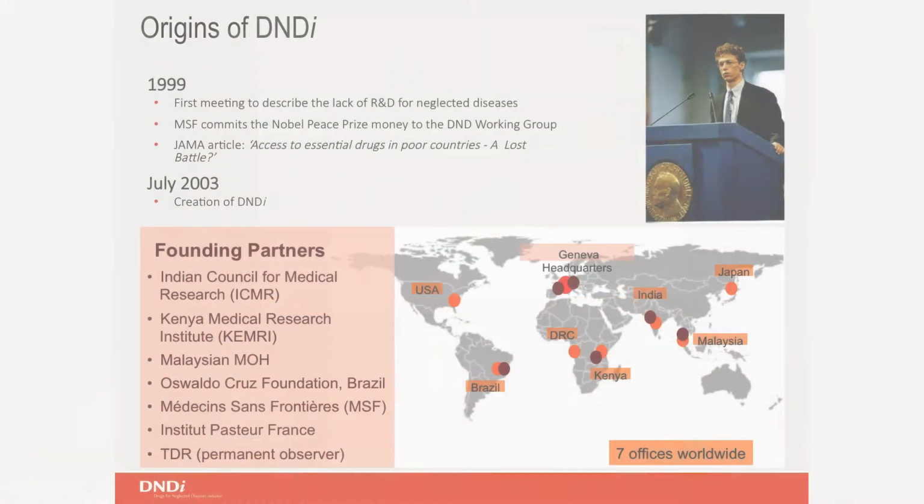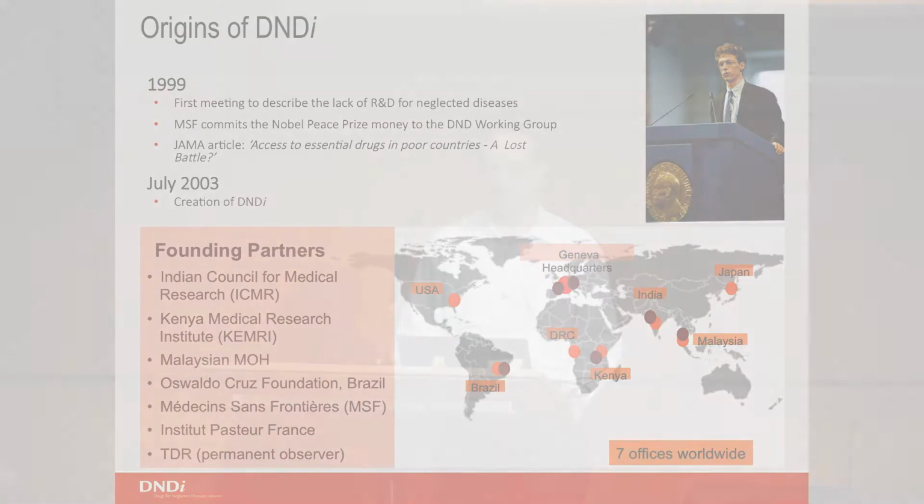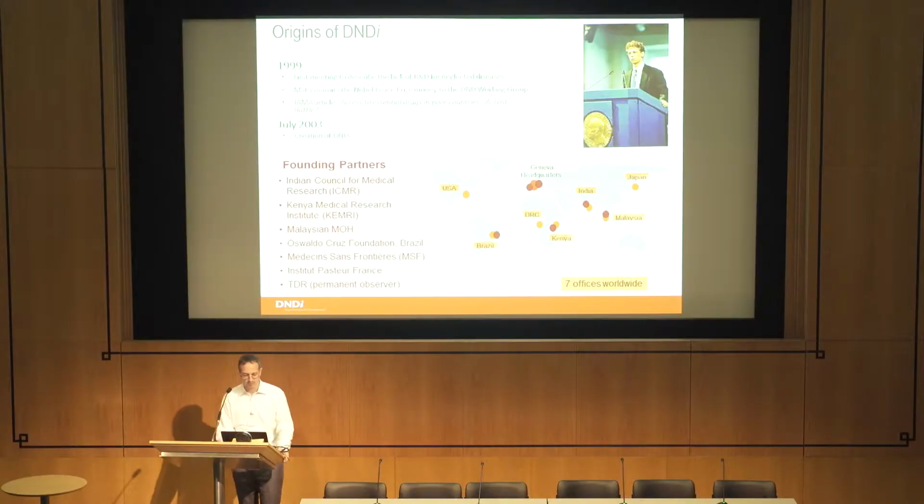For those who are not familiar with DNDi, it stands for Drugs for Neglected Diseases initiative. It was created following the winning of the Nobel Peace Prize by Médecins Sans Frontières in '99. Following the prize, MSF funded a working group called DNDi, and this group created DNDi in 2003 to address gaps in research for neglected tropical diseases.